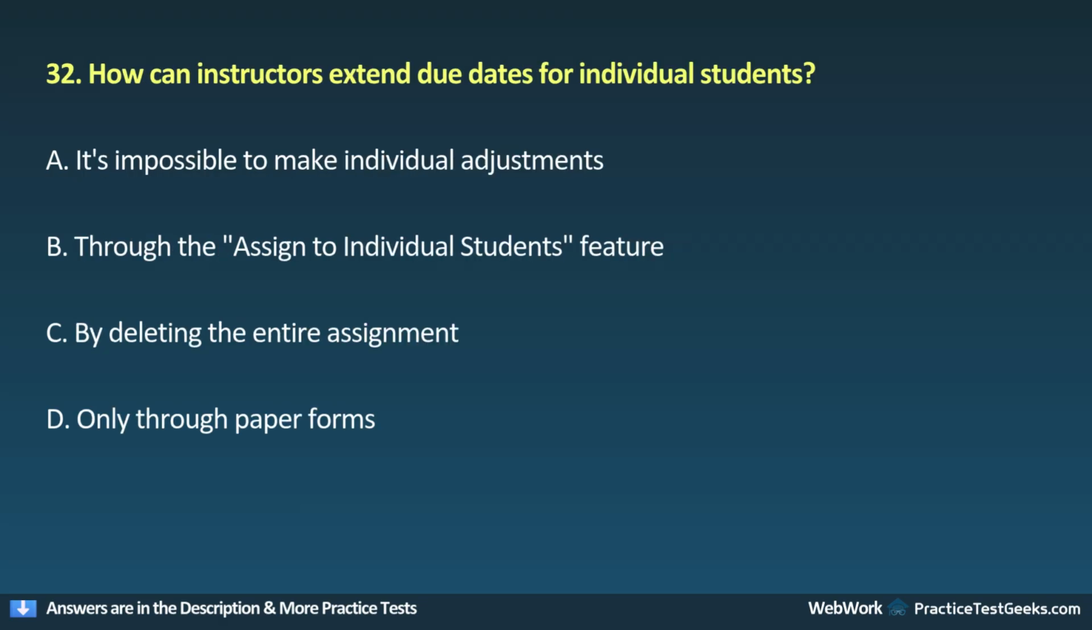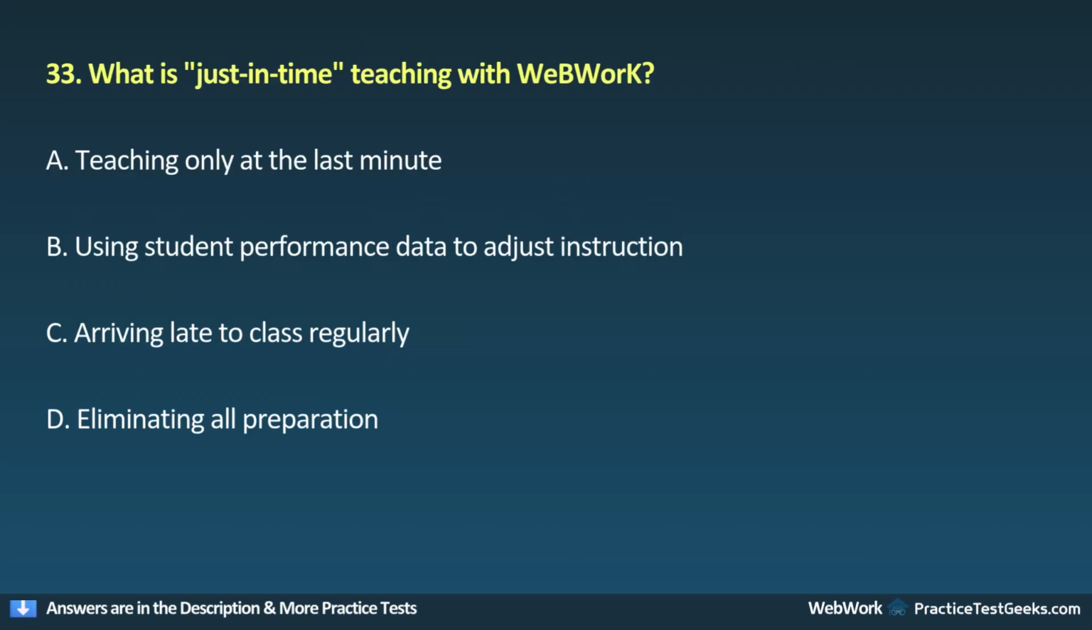32. How can instructors extend due dates for individual students? A. It's impossible to make individual adjustments. B. Through the Assign to Individual Students feature. C. By deleting the entire assignment. D. Only through paper forms.